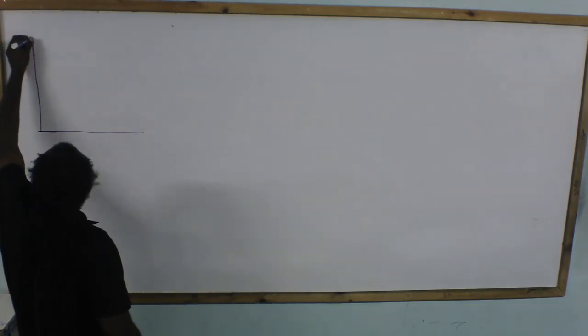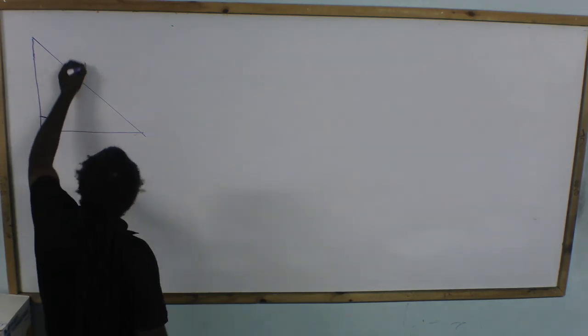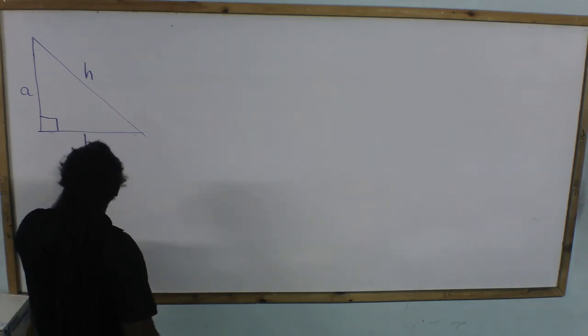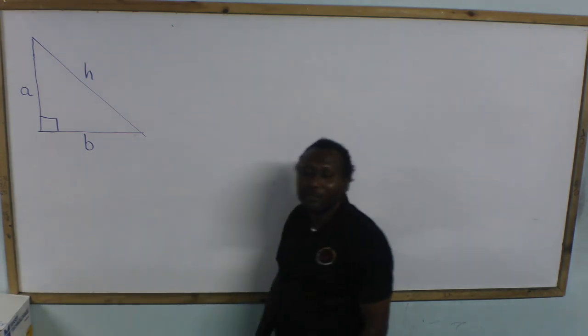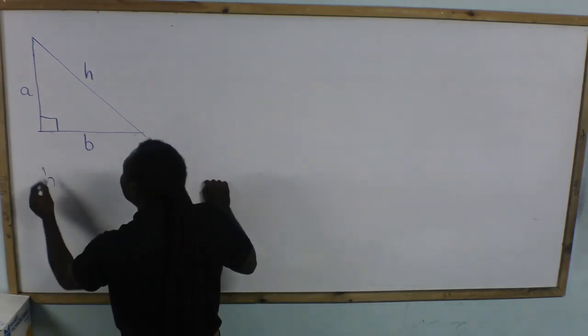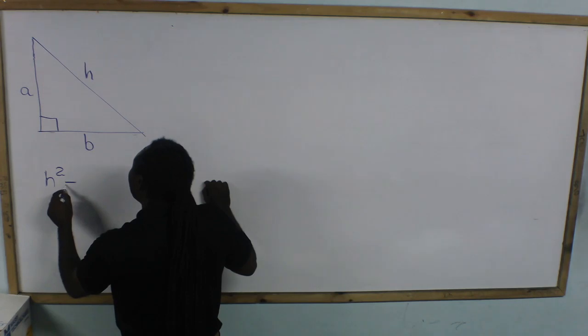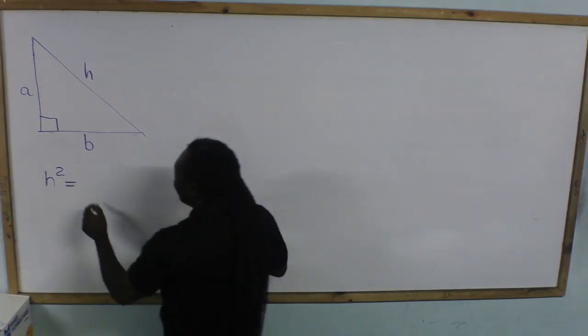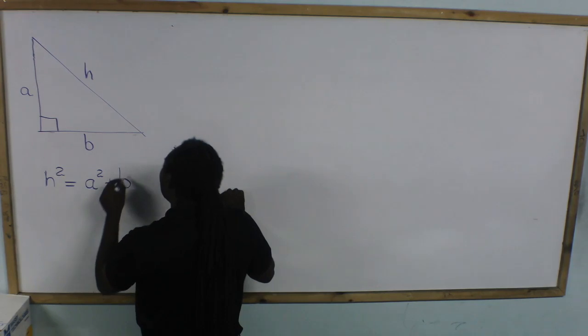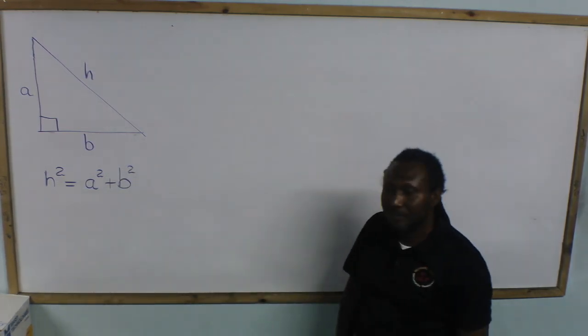Pythagoras theorem. If we have a right angle triangle, this is your hypotenuse, and this is just another side, and that is another of the short sides. What did Pythagoras say? That the square of the longest side is equal to the sum of the squares of the other two sides.